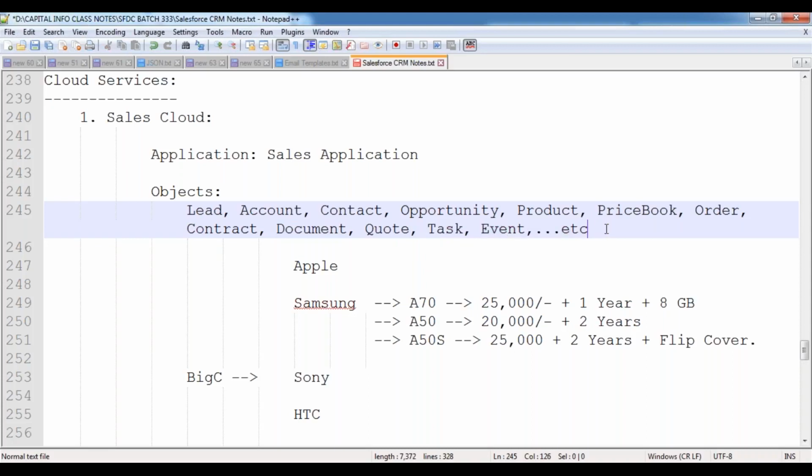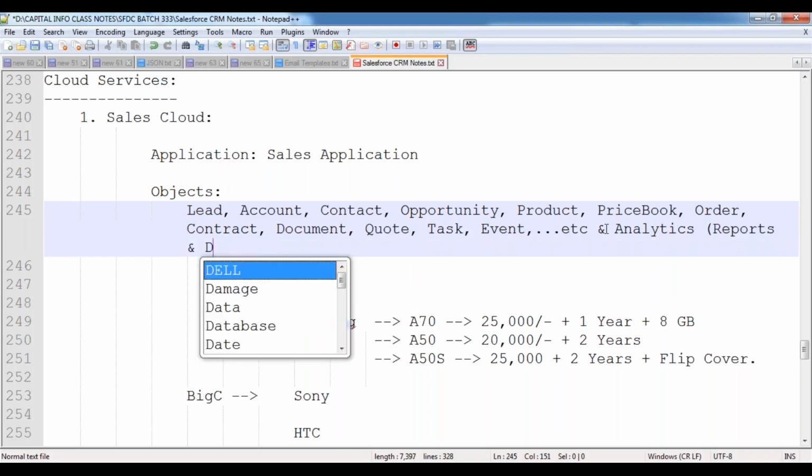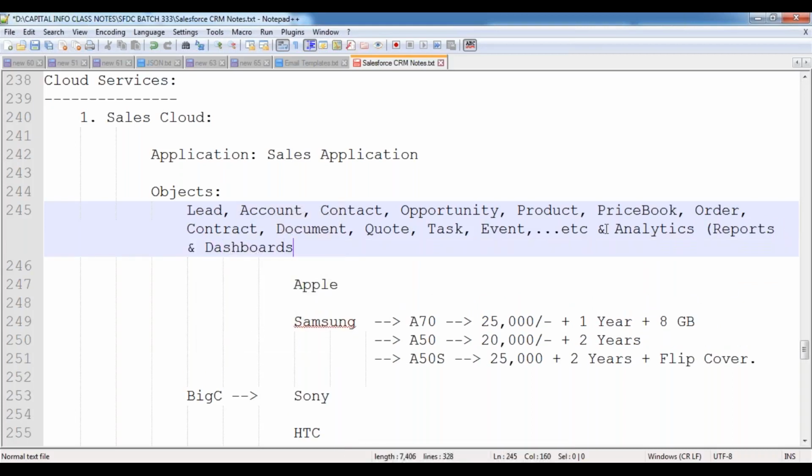Along with that, Salesforce is providing a feature called analytics. As part of analytics, we have two features. The first one is reports and the second one is dashboards. These are the two features available as part of analytics.